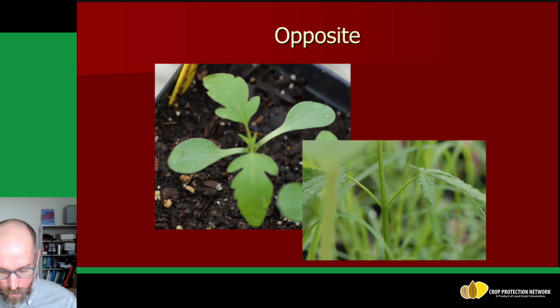Here's another great example of opposite leaf arrangement. This common ragweed plant here, or giant. I said it right the first time. See, here we go. See, they're easy to confuse.